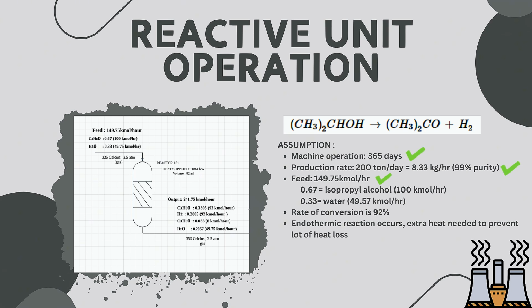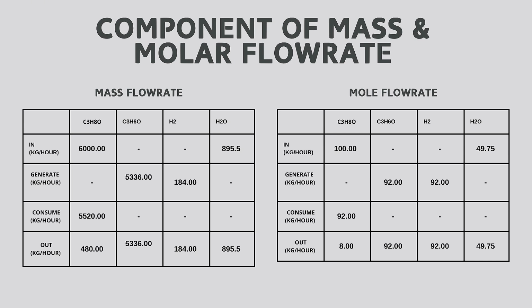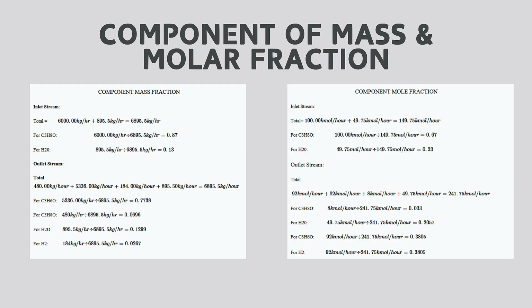That includes 0.67 and 0.33 of isopropyl alcohol and water. The rate of conversion is 92%. And the last one is that an endothermic reaction occurs, so extra heat is needed to prevent heat loss. As for the component mass and molar flow rate, we use the material balance to get the value from the mole flow rate. After we got all of the values from the mole flow rate and mass flow rate, we can actually get the component mass and molar fraction.